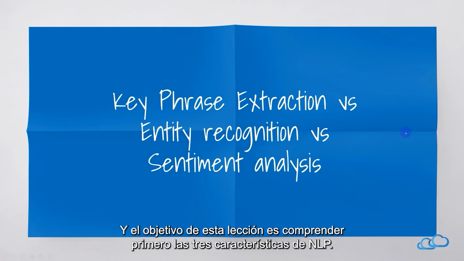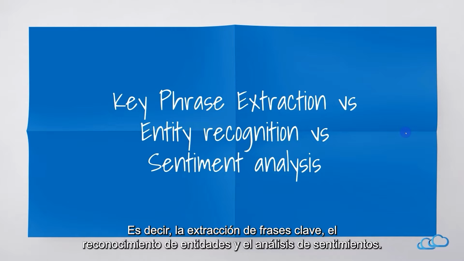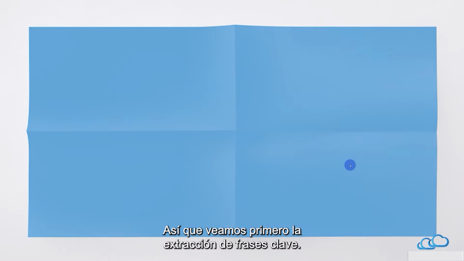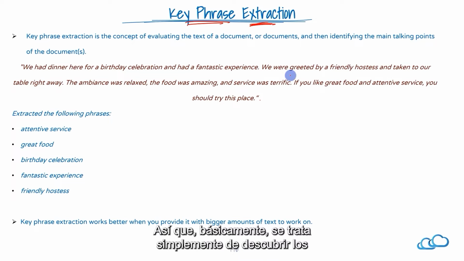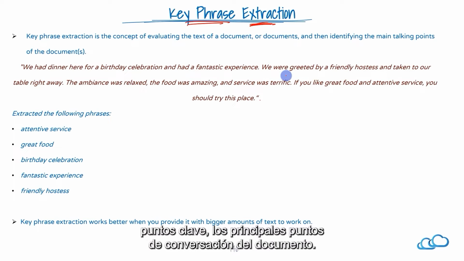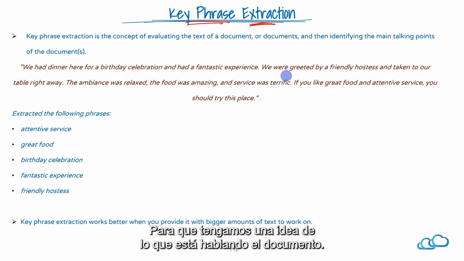Hello friends, welcome back, and the goal of this lesson is to understand the first three features of NLP, that is key phrase extraction, entity recognition, and sentiment analysis. So let's look first at key phrase extraction. As the name suggests, it is basically to extract the key phrases from a sentence. It is just figuring out the key points, the main talking points of the document, so that we have some idea of what the document is talking about and what key points we can take away from it.